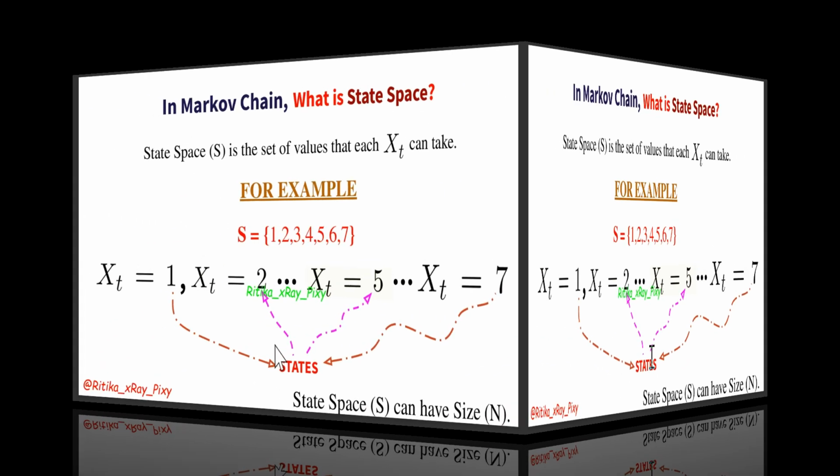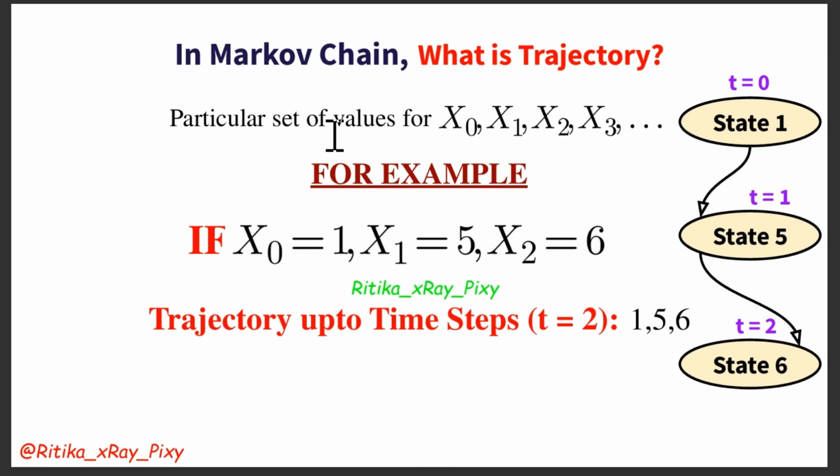Now next, what is the trajectory of a Markov chain? Trajectory is like the path that a Markov chain follows over time, or we can say the sequence of states the process goes through. For example, if x0 is equal to 1, x1 is equal to 5, and x2 is equal to 6, then the trajectory up to t equal to 2 is 1, 5, 6. The time step we have is 2.